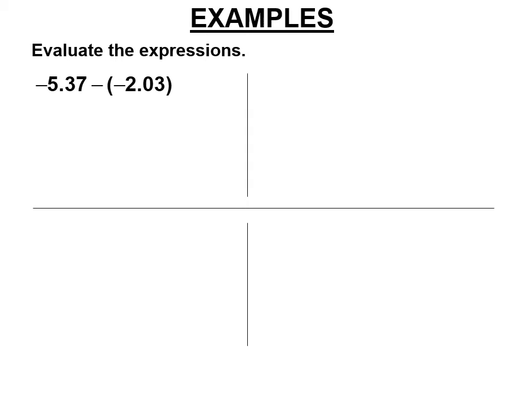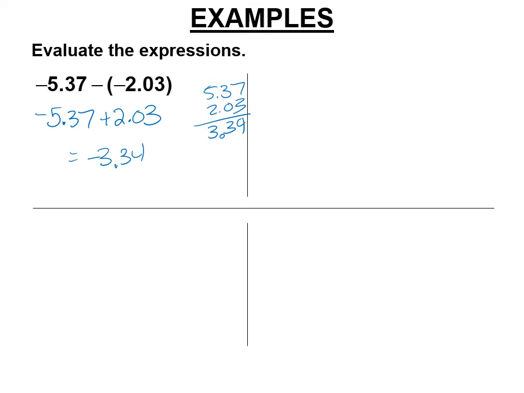All right, negative 5 and 37 hundredths minus negative 2 and 3 hundredths. All right, so we're going to change this to negative 5.37 plus 2.03. So we have negatives and positives. So we're going to see how many extra negatives we have there. And I'm thinking that we have a negative 3 and 34 hundredths, or negative 3.34.